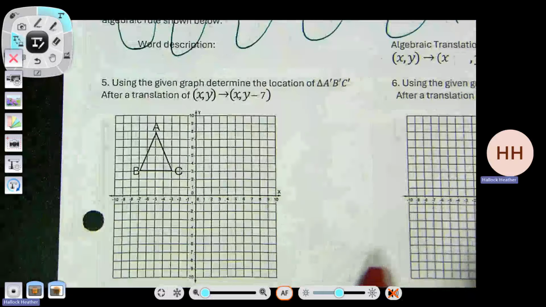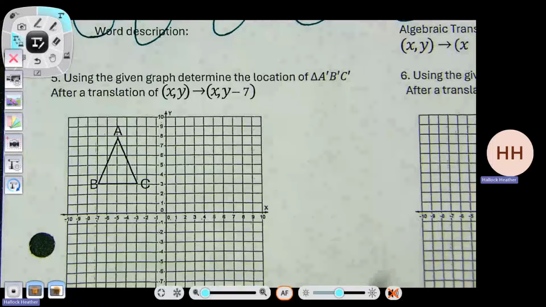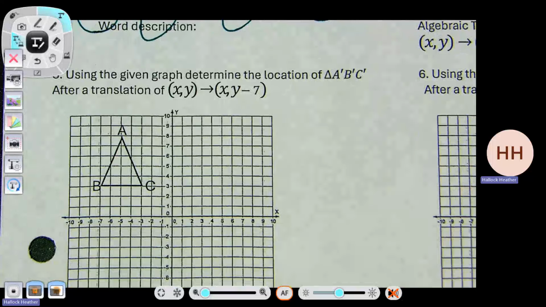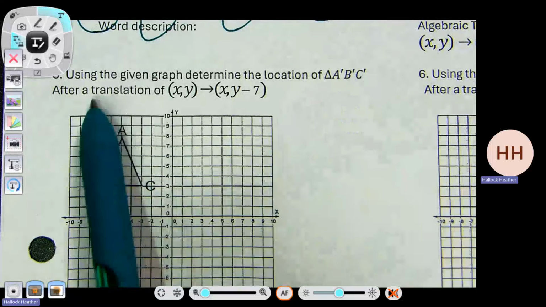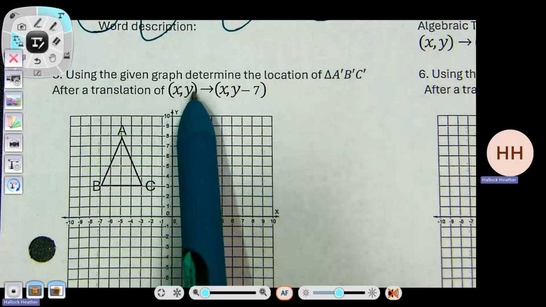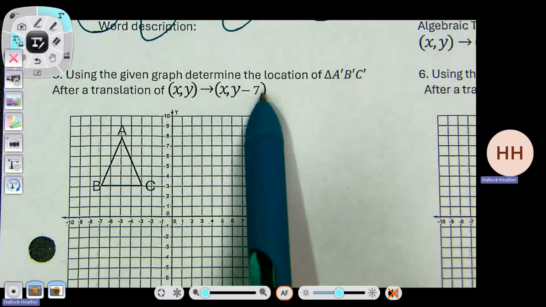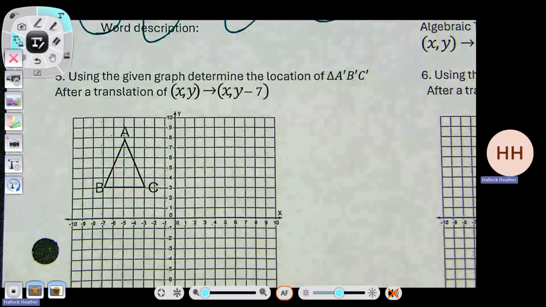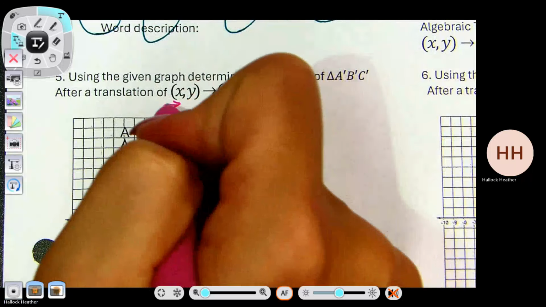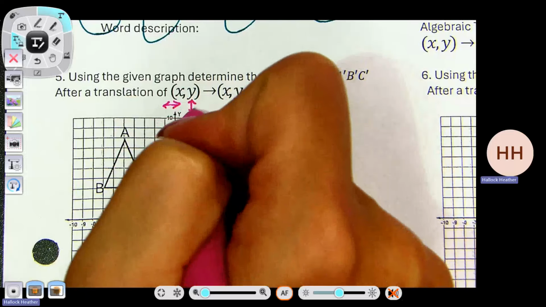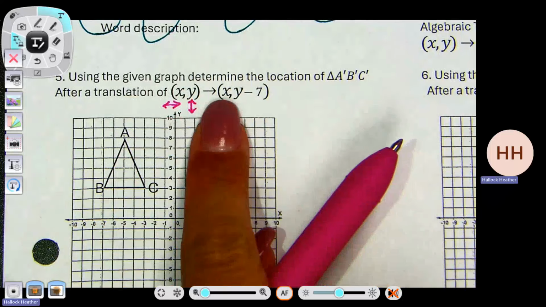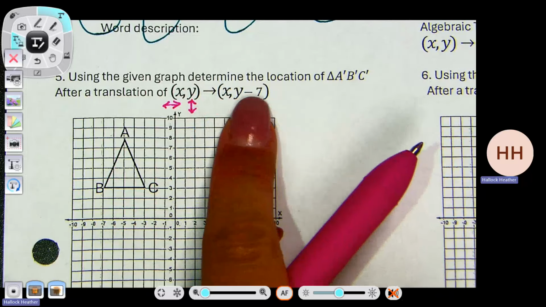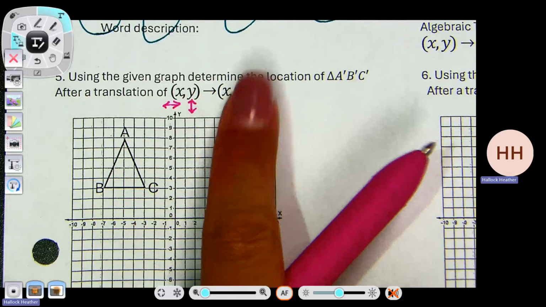So number 5 says, using the given graph, determine the location of A prime, B prime, and C prime after the translation of X, Y. So this is an algebraic notation. X is not adding or subtracting anything. X is side to side. Y is up or down. So because this is empty, it's just X, I'm not moving left or right, anything. But for Y, it says -7.